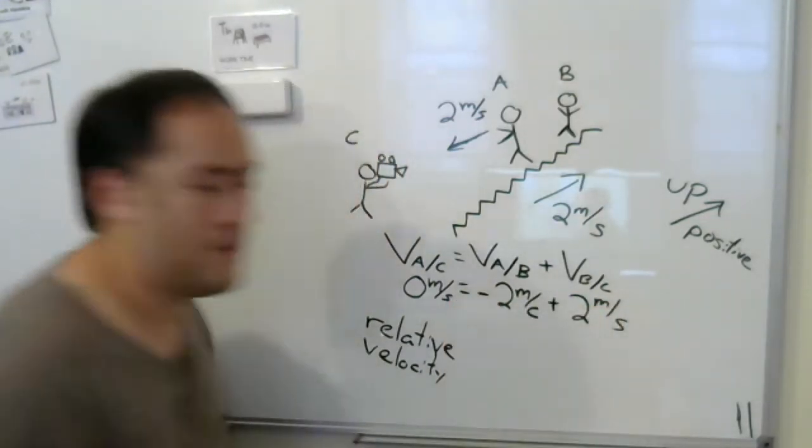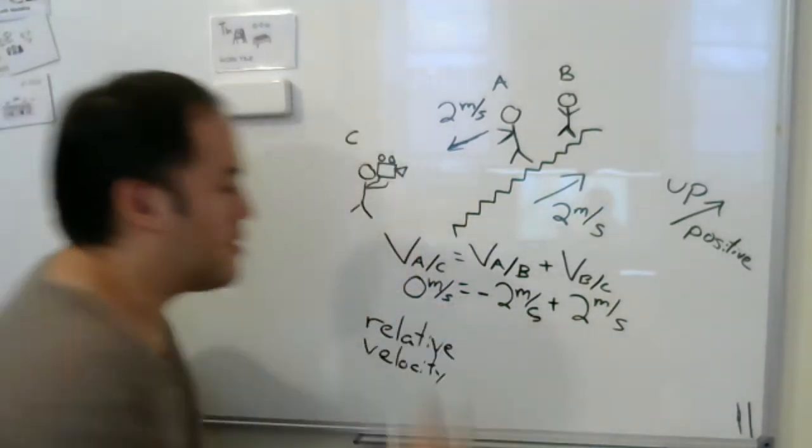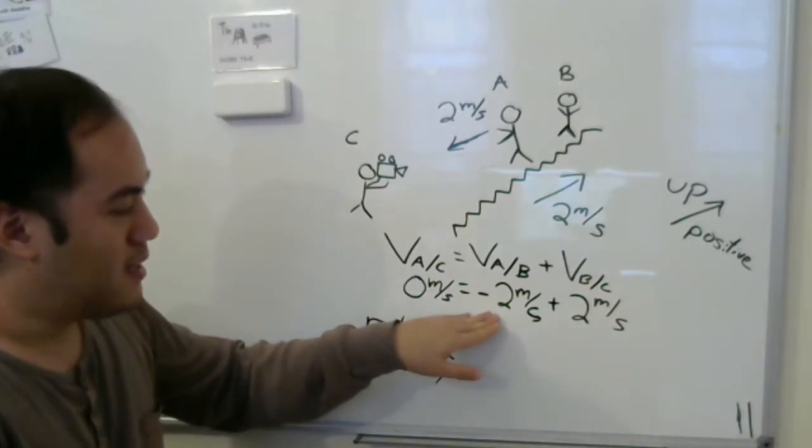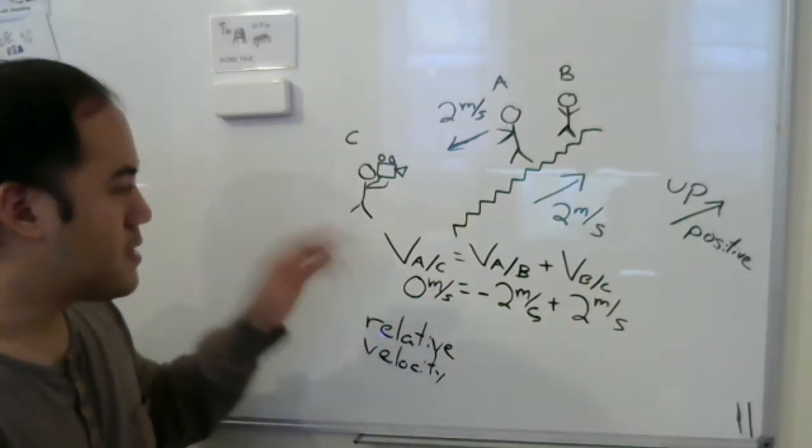The vector sum of negative 2 and positive 2 meters per second is 0. So it does check out.